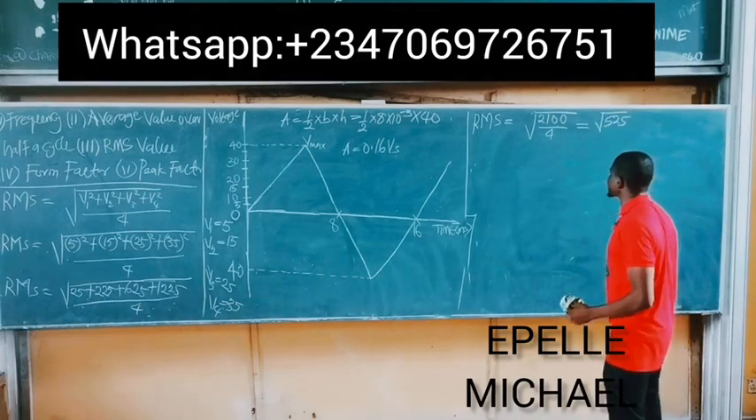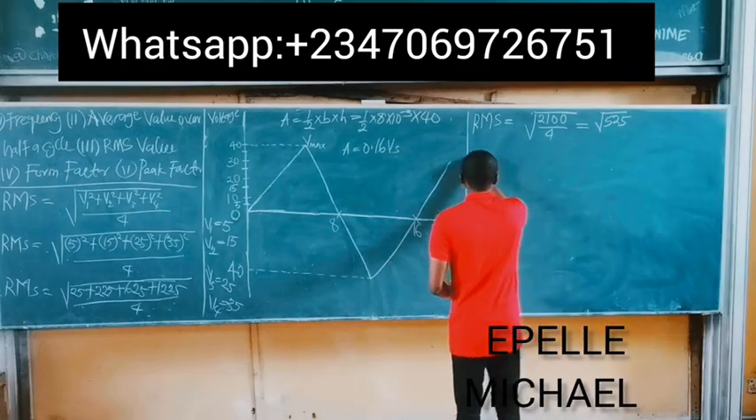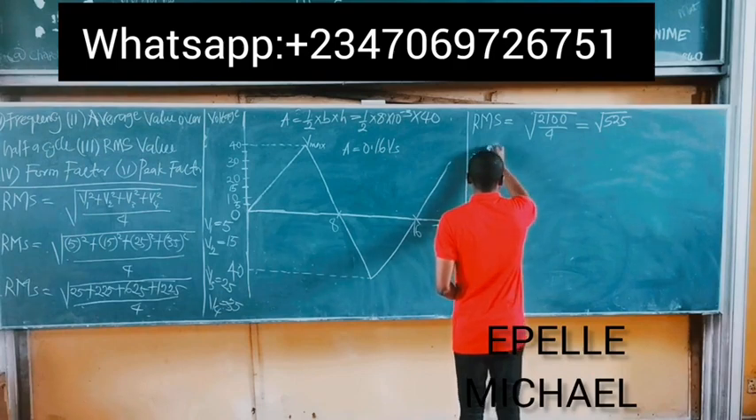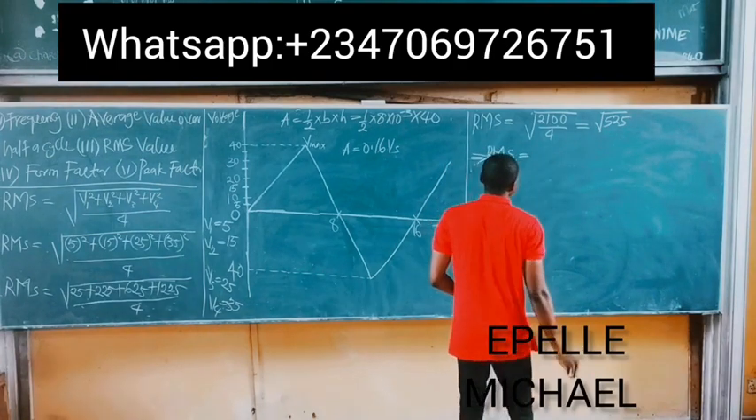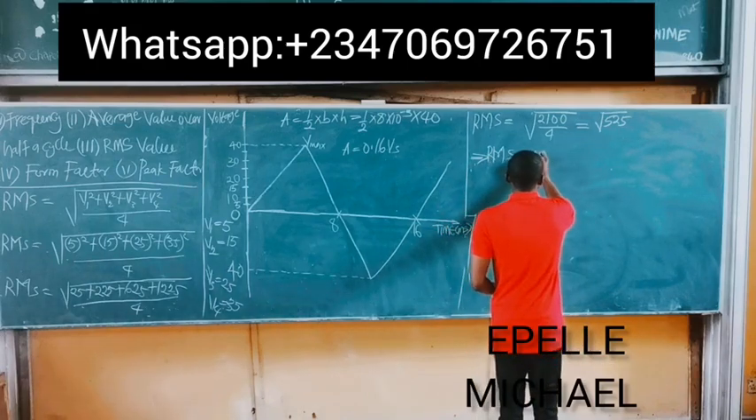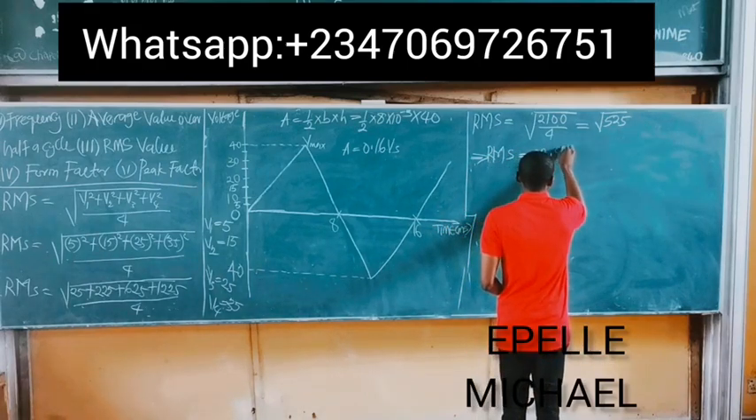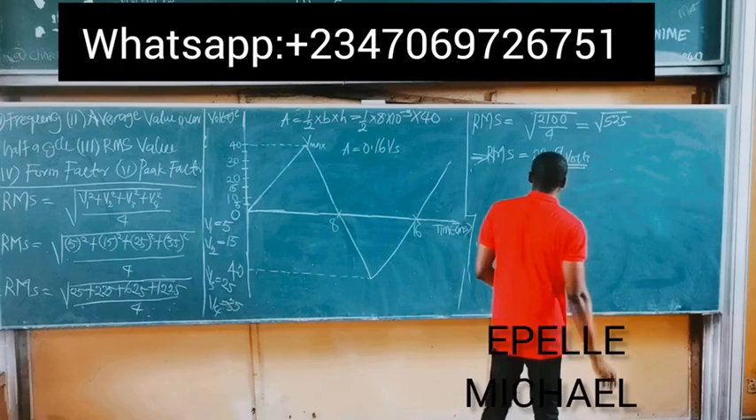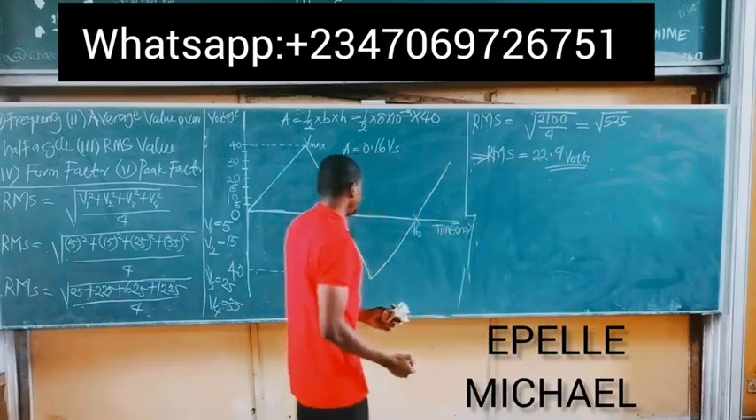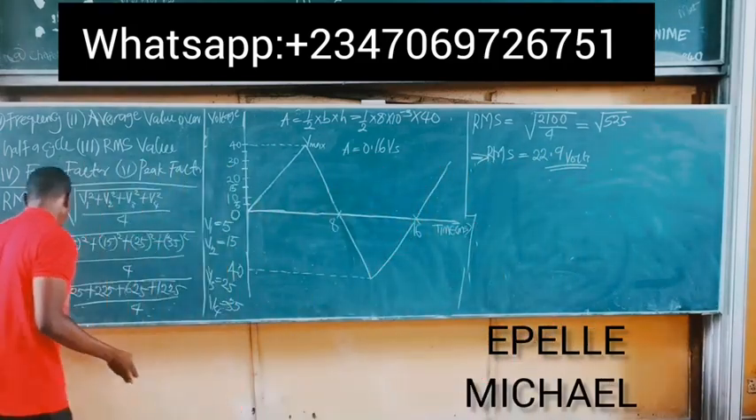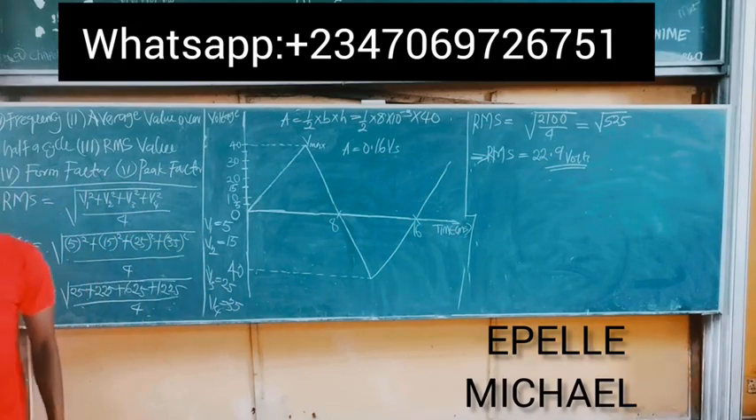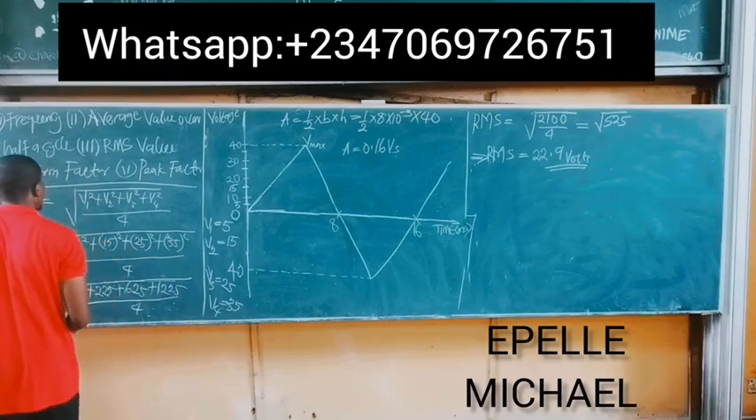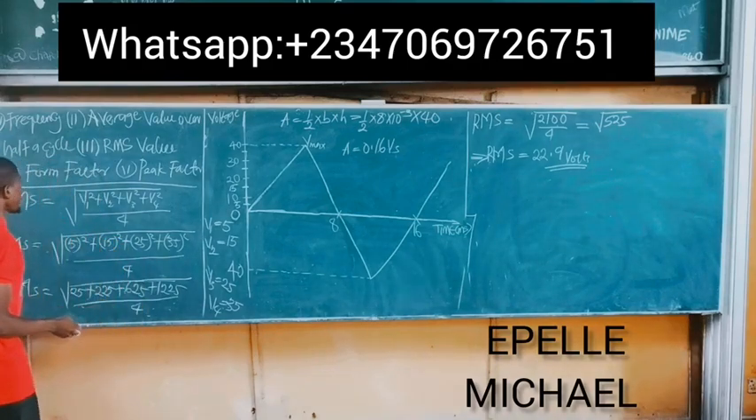Give me the square root of 525. So this implies the root mean square is equal to, you said what? The root mean square is 22.9 volts. Any complaint? Okay. So if you have that, the next question says we should find the form factor.